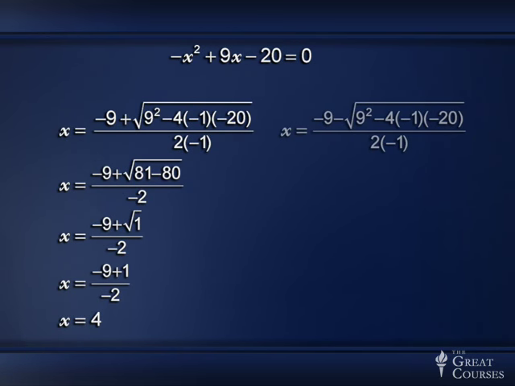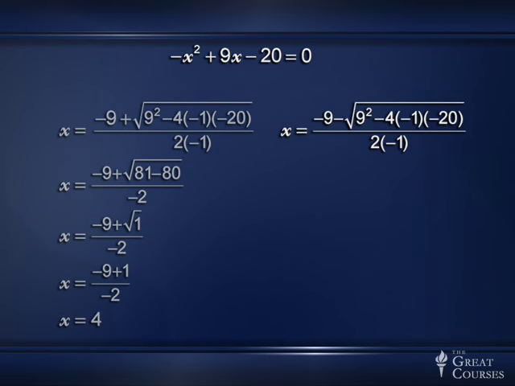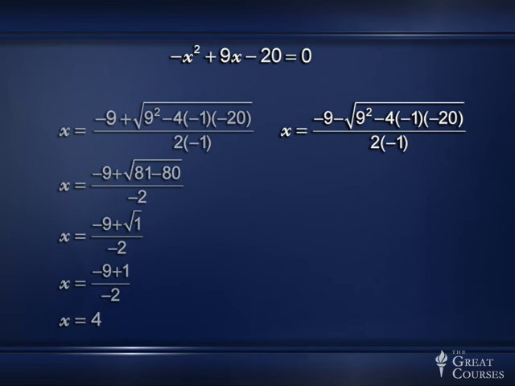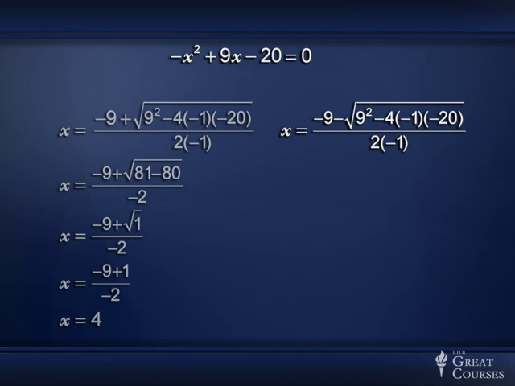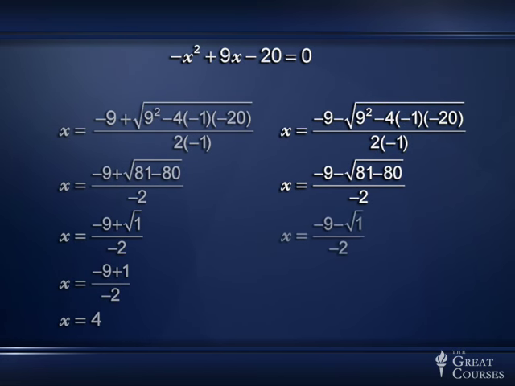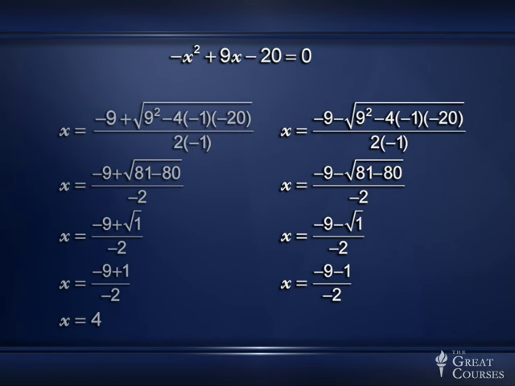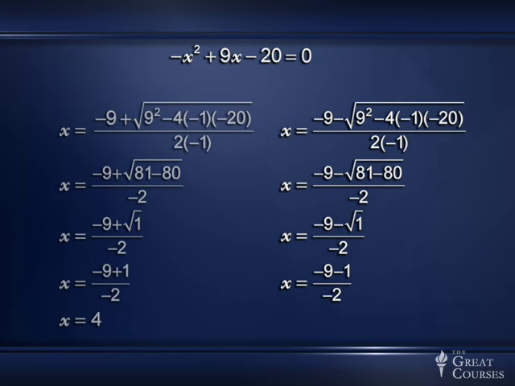So one of the solutions here, i.e. one of the x-intercepts for my parabola, happens at x equals 4. The other solution then looks like the following. x equals negative 9 minus square root of 9 squared minus 4 times negative 1 times negative 20 over 2 times negative 1, which is the same as negative 9 minus square root of 81 minus 80 over negative 2, or negative 9 minus square root of 1 over negative 2, which is negative 9 minus 1 over negative 2. That's negative 10 over negative 2, which is positive 5.